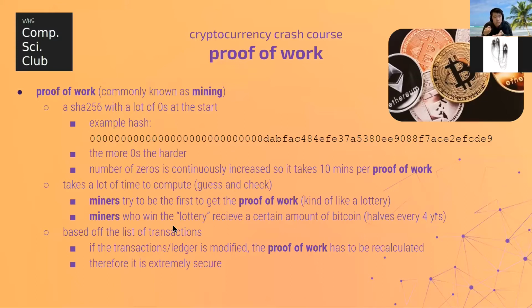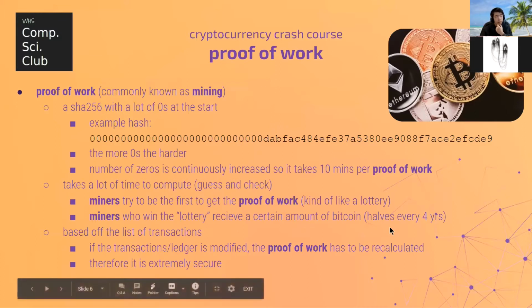On average, it takes 10 minutes per proof of work. So it takes about 10 minutes for all the miners in the world for one of them to manage to get the proof of work for Bitcoin. For other coins like Dogecoin, it's not 10 minutes, it's like 25 seconds or something. But it varies from coin to coin.